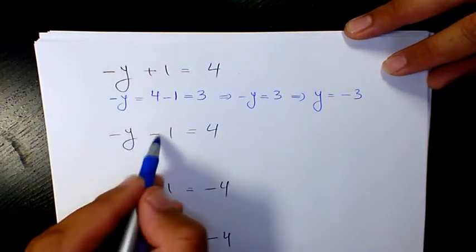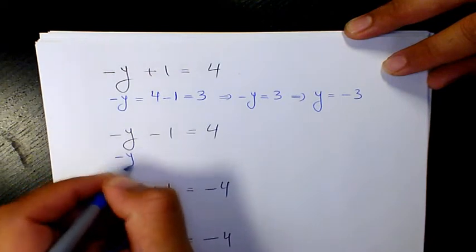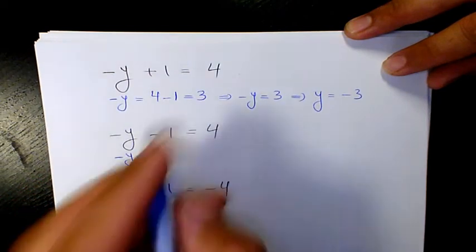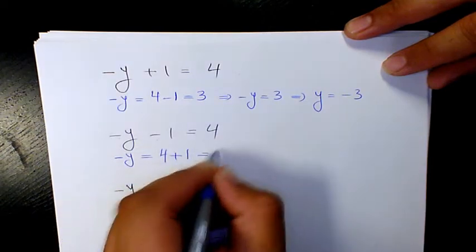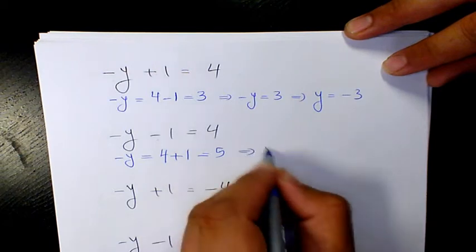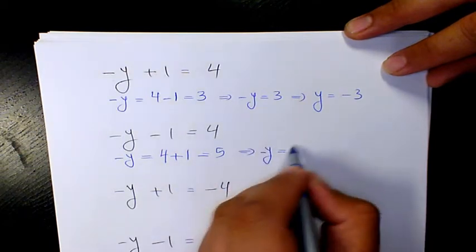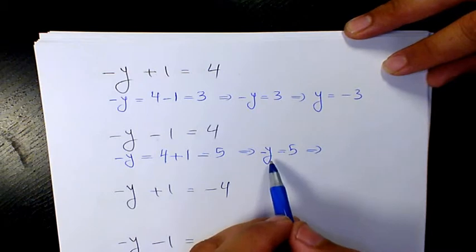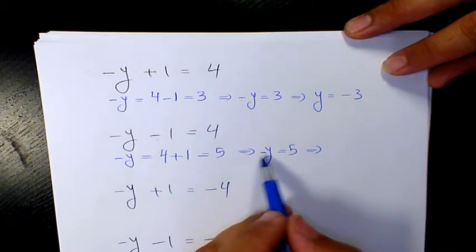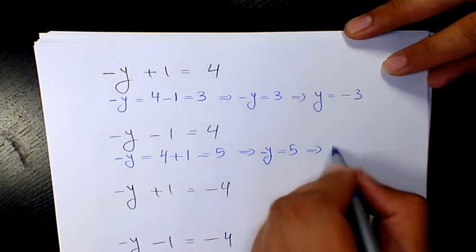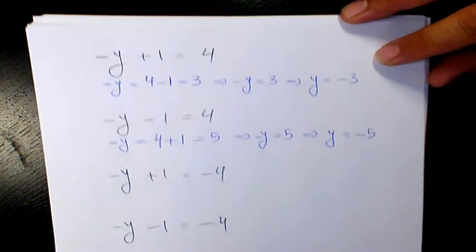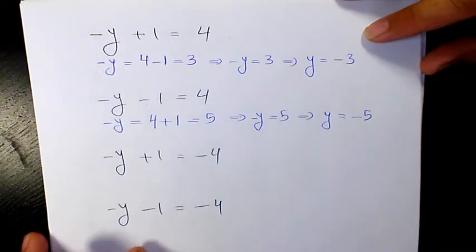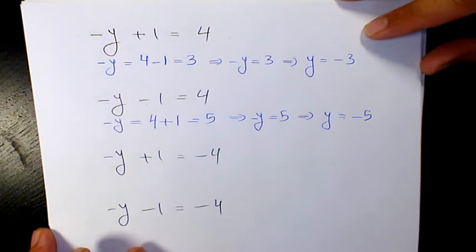Next one, negative y minus 1 equals 4. So I keep negative y in here, and I move negative 1 to the other side. So 4 doesn't change, but negative 1 becomes positive 1. So 4 plus 1 is going to be 5. So therefore, negative y equals 5. So then I need to divide both sides by negative 1. Negative y divided by negative 1 is going to be y. 5 divided by negative 1 is going to be negative 5. When we're talking about isolation, it means that at the end you have just the variable, nothing else.